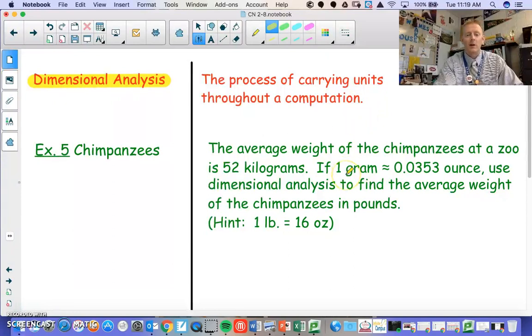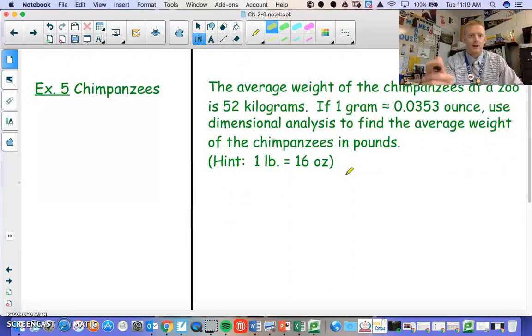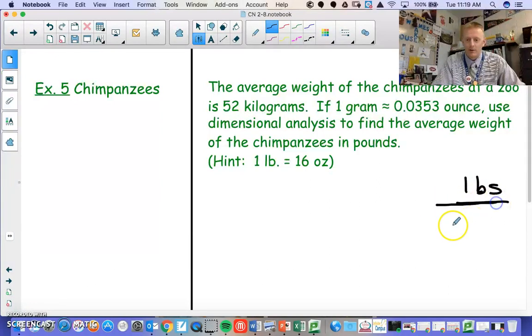So here's the one example that we're going to do today. It's called example 5, chimpanzees. The average weight of a chimpanzee at a zoo is 52 kilograms. If 1 gram is about 0.0353 ounces, use dimensional analysis to find the average weight of the chimpanzee in pounds. So our goal is to find out how many pounds there are for one chimpanzee. So that's what we're trying to get accomplished here.